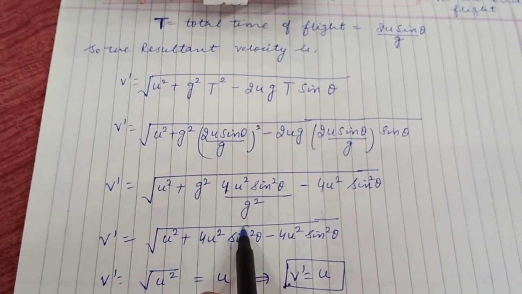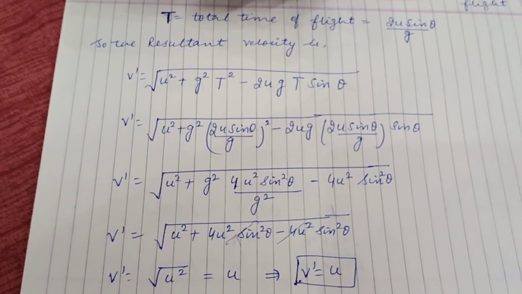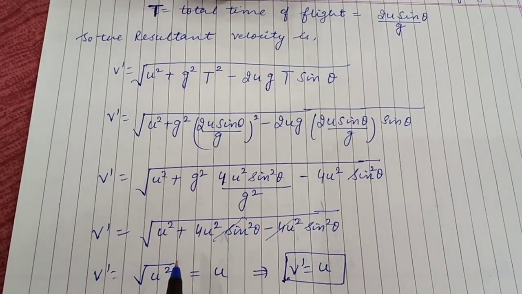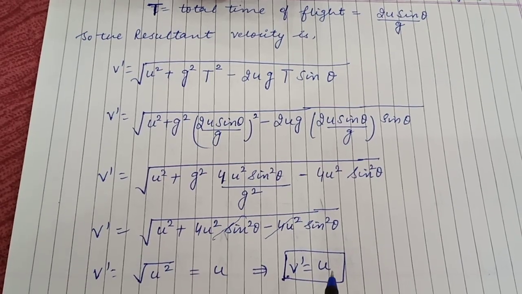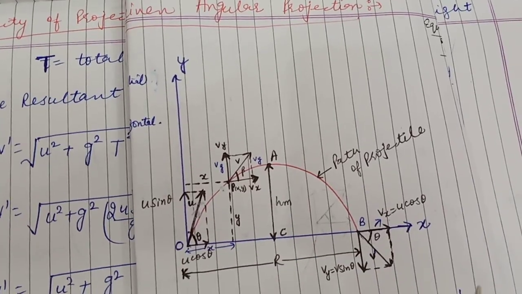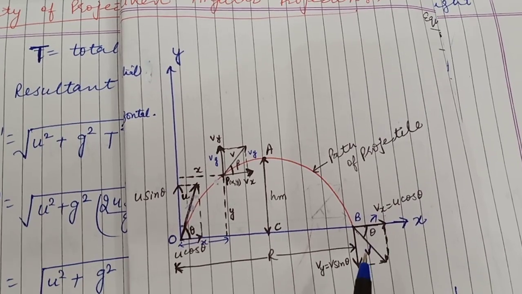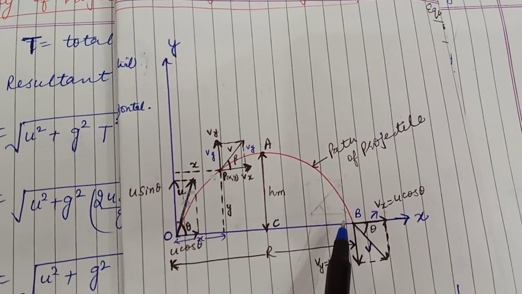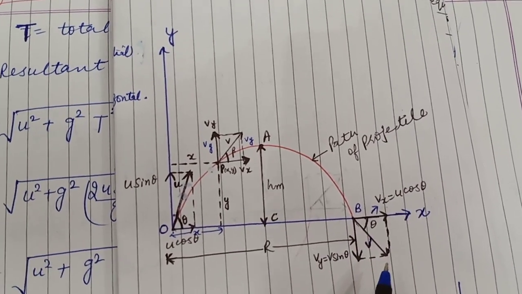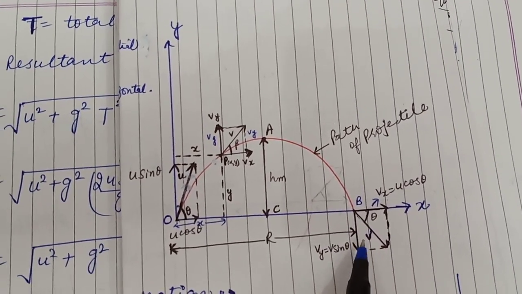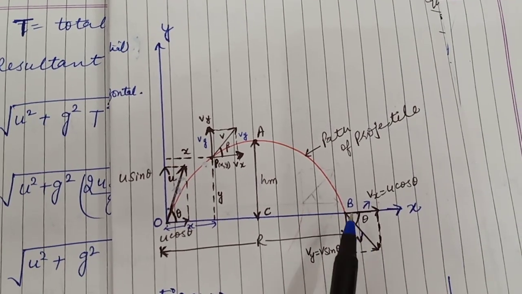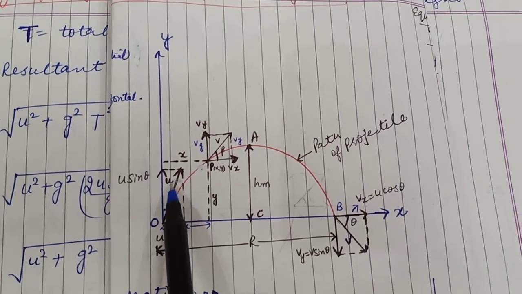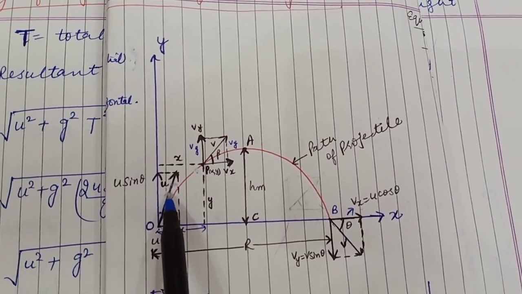So this term is cancelled out with this term. We get v dash is equal to square root of u square, which is equal to u. So v dash is equal to u. Which means, if we consider v dash represents the resultant velocity at this end point, after derivation we conclude that v dash is equal to u, meaning the resultant velocity at the end point is equal to the initial velocity, that is equal to u.